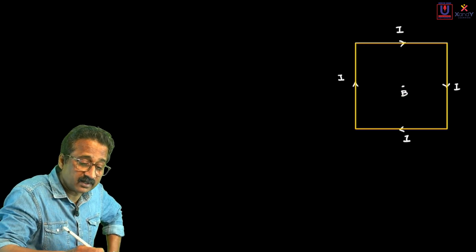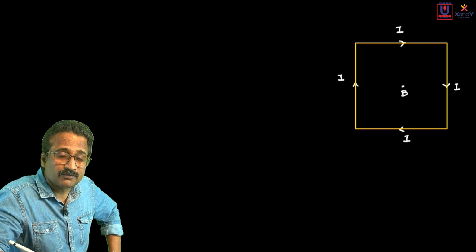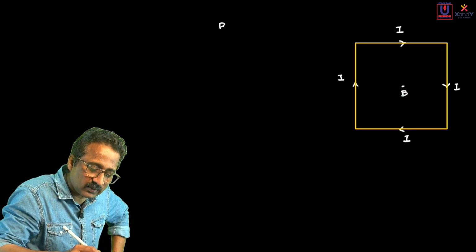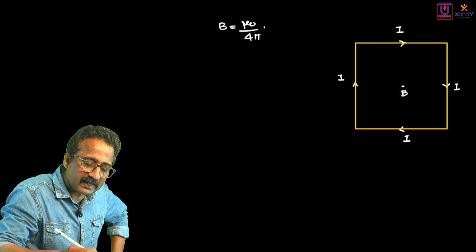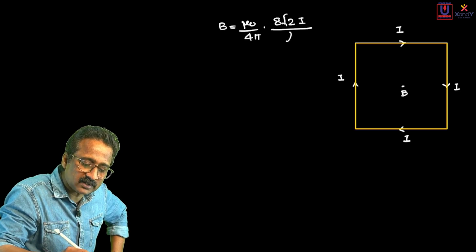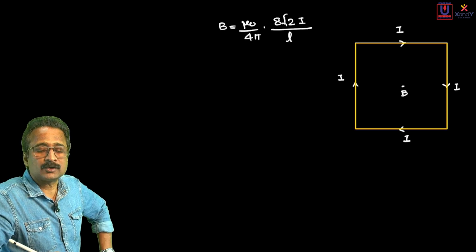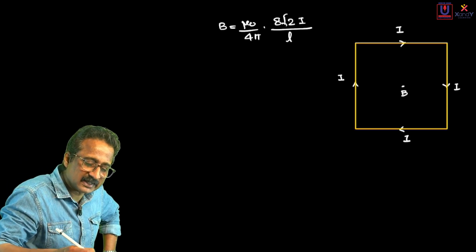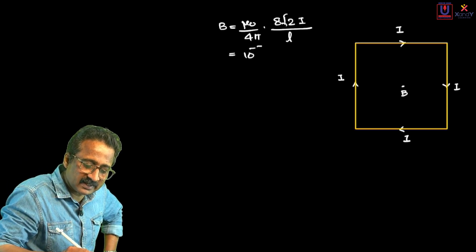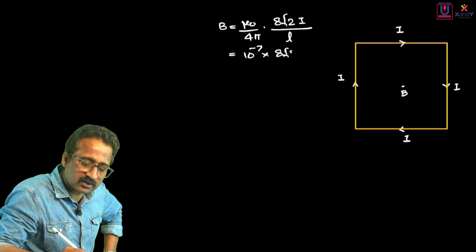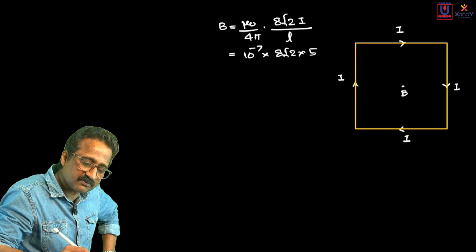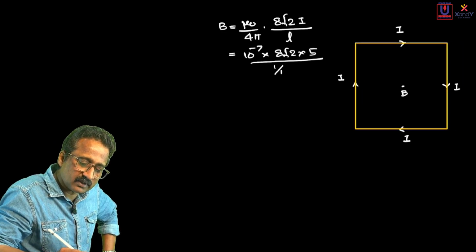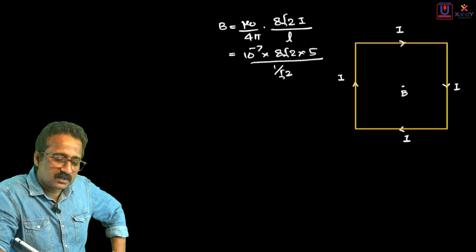I think you must remember it as an expression. In fact, you can find it by adding all the fields of the four sides, but that is not what I advise. You must have certain expressions at hand. At the center of any square loop, the magnetic field is given by mu0 by 4 pi into 8 root 2 I divided by L, where L is the length of one side. So it's a direct question in that way. mu0 by 4 pi here is 10 raised to minus 7. 8 root 2, that into the current I, which is 5 ampere, divided by the length, given to be 1 by root 2 meter.